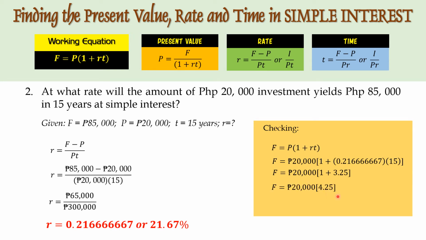That is 4.25. And then, multiply natin ang 4.25 to the principal, which is 20,000. And the future value is 85,000 pesos. The same lang sila sa given natin. So, therefore, our answer is correct. So, I am recommending you to use the complete value, the decimal value, for the rate, so that when you check your answer, it will yield the same result on the given value in the problem.